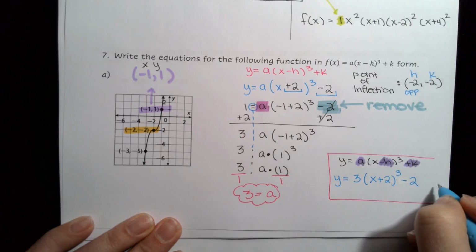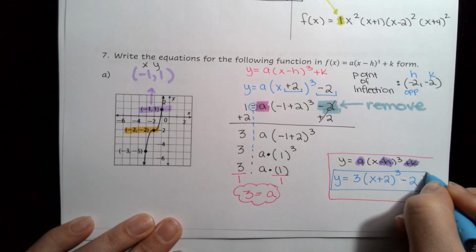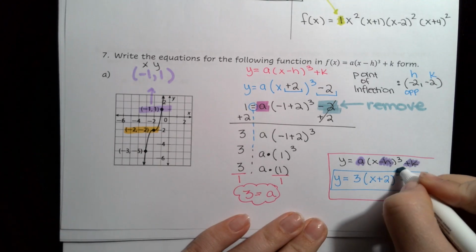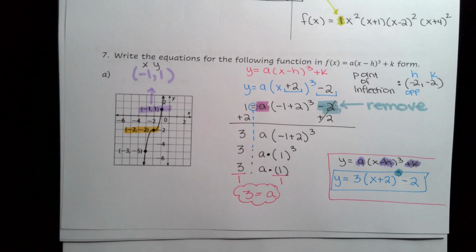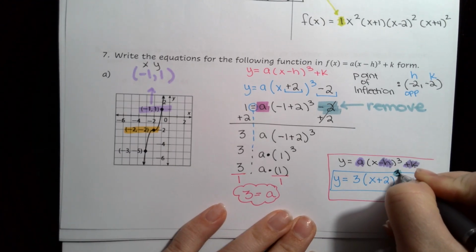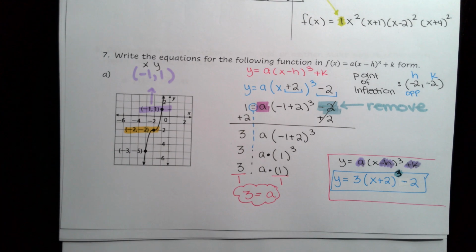And we have our answer. Make sure you have a cubic. Sometimes you do everything correct and then you forget this 3. Don't forget this 3. You have to have an exponent of 3. Otherwise, your function is going to be incorrect.